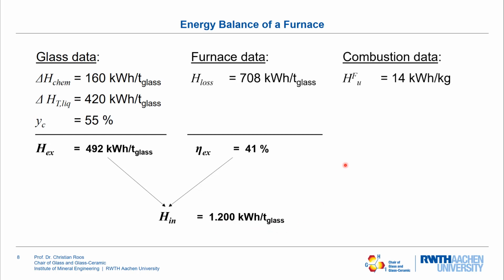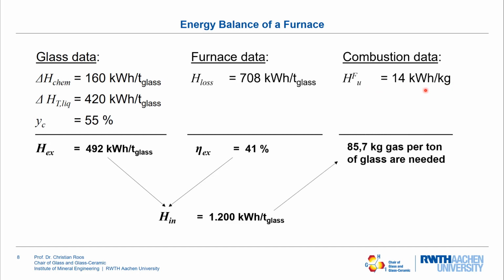Now, the combustion data should be that we burn a gas in the furnace with a lower calorific value of 14 kilowatt hours per kilogram gas. By now calculating how much kilogram of gas at 14 kilowatt hour per kilogram calorific value is needed to supply the furnace with a total energy of 1200 kilowatt hours per ton of glass, yields that 85.7 kilogram gas per ton of glass are needed. So with this, a simple energy balance calculation of a furnace is done.